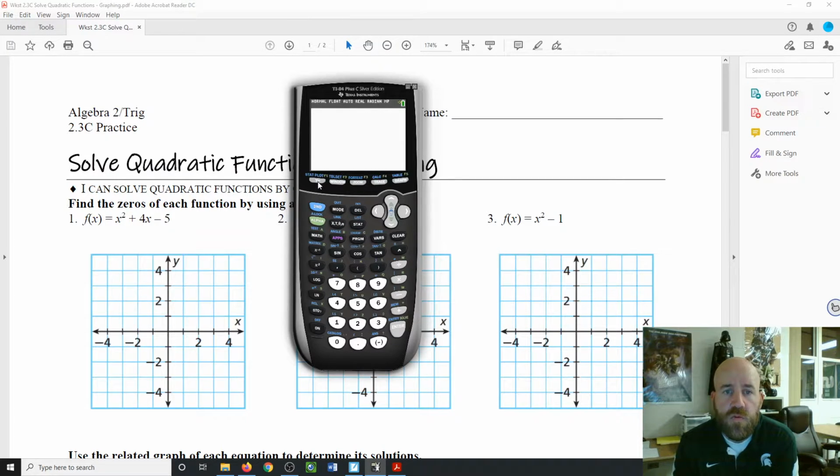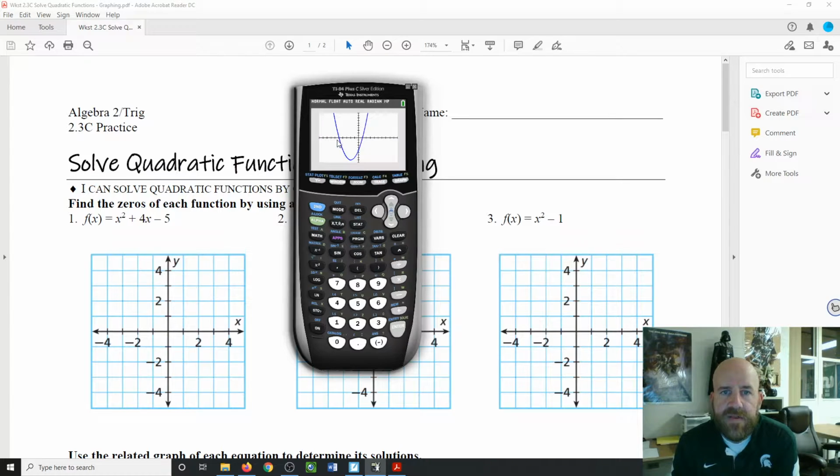So if we go to y equals, let's go ahead and type in this first problem from the worksheet. We have x, which is the button right here, and then squared, plus 4x minus 5, and we go ahead and graph. So graph button. So we have the quadratic graphed on the screen here.